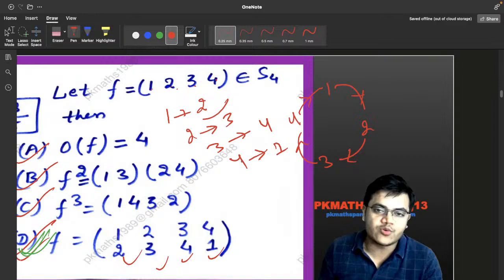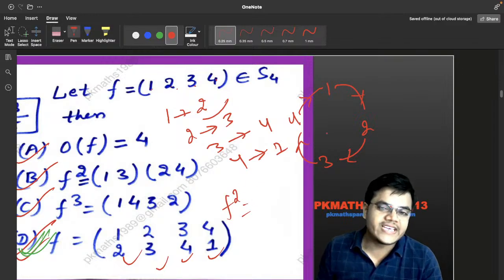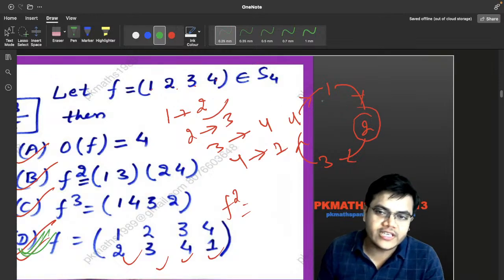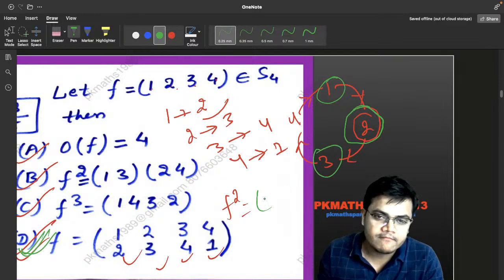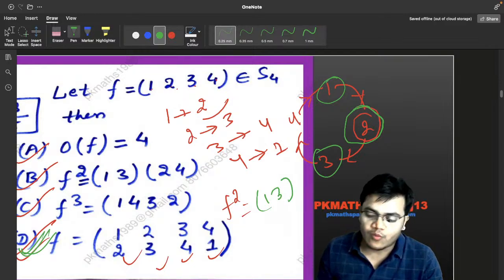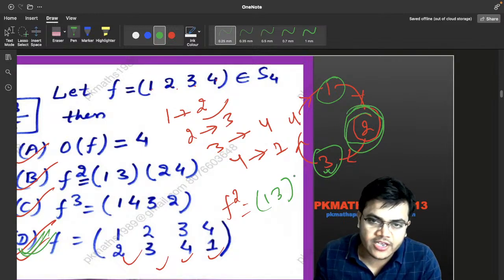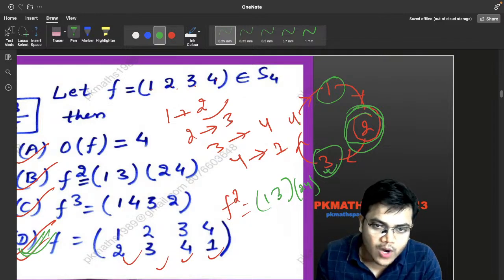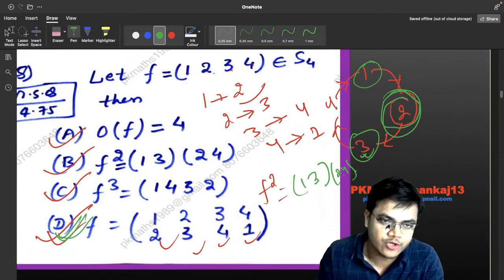What about f squared? So for f squared, what we used to do, we skip 1 element. Right? What is the way? We skip 1 element. So for f squared, from 1 we are coming to 3. So 1, 3. And once again, for 2, we have to skip this 3 and we will come over here at 4. So your f squared will be what? 1, 3, 2, 4. If anybody has any doubt, then certainly they are welcome to speak.